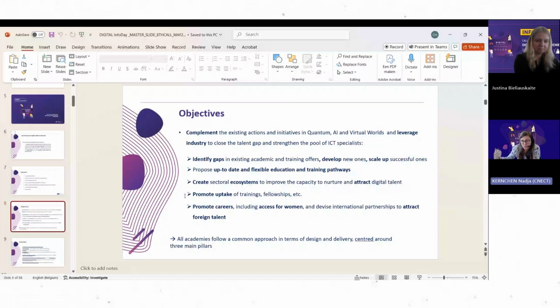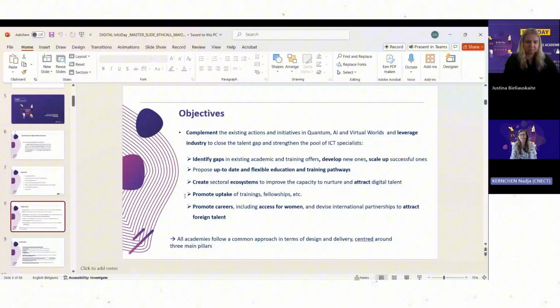This is the element where you can bring in industry to help scale up trainings, mechanisms that work. So really overall, I would say to propose an up-to-date and flexible education and training pathway, which is easier said than done, but of course it's the overall objective. Then to create really sectoral ecosystems.